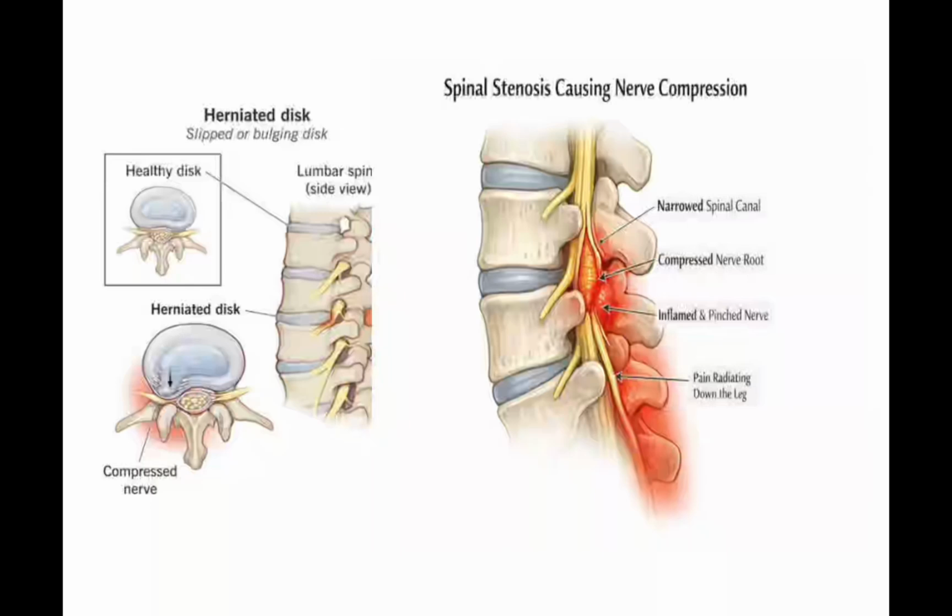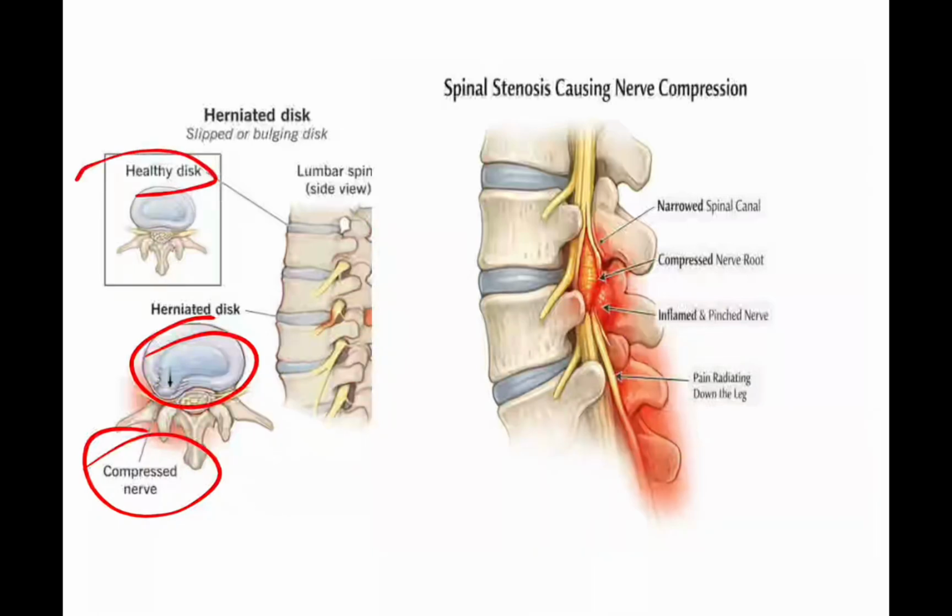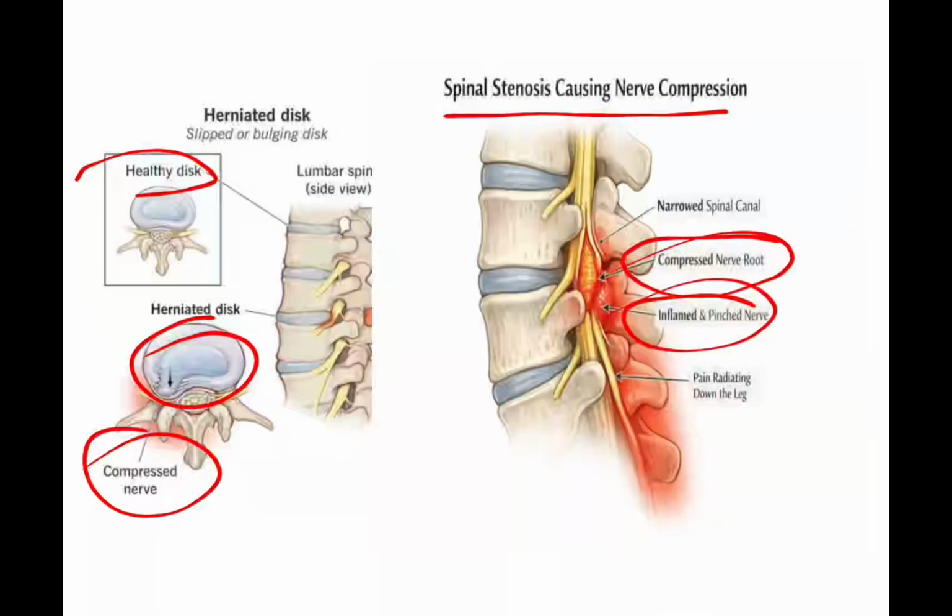Now see the herniated disc that we're talking about. This is the disc when it is herniated, so a nerve can be compressed here. That's the difference between a healthy disc and a herniated disc. It can cause spinal stenosis and nerve compression, and this compressed nerve root can be inflamed and cause pain.